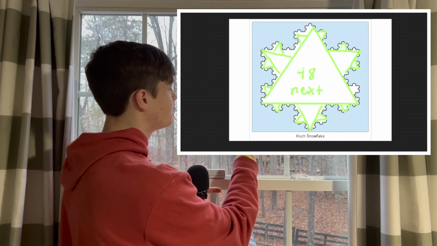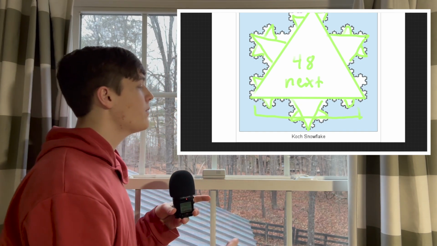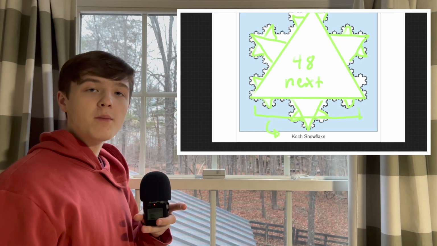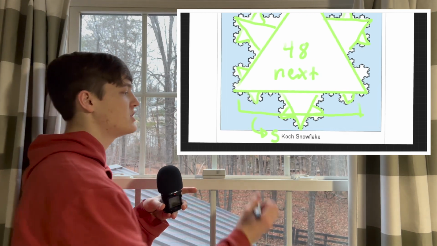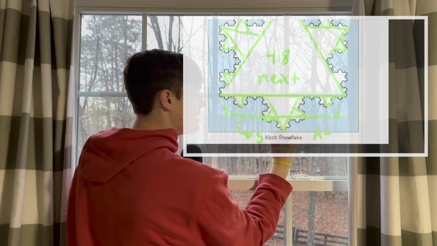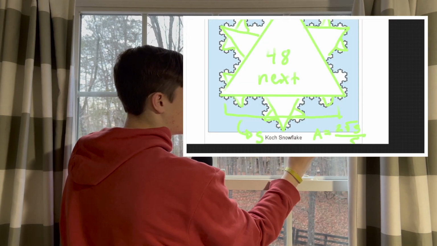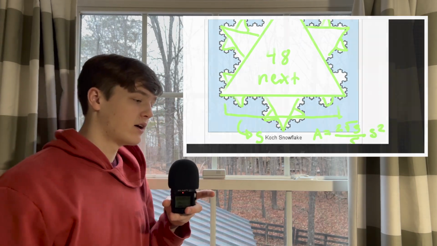So this area on the bottom is S. When you need to find the area, from a complex amount of computations, it can actually just be simplified to 2 square root of 3 over 5 times S squared. And that is the entire area.